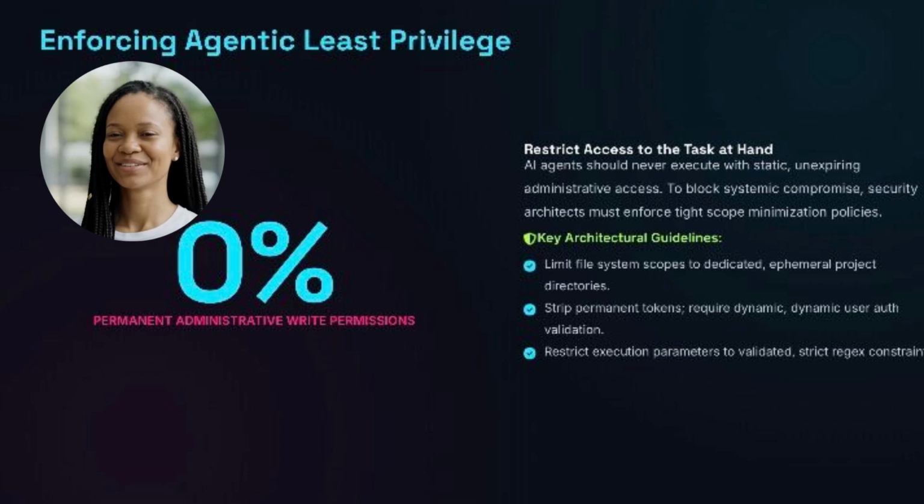Scoped file systems. Limit file access strictly to ephemeral, sandboxed, task-specific directories. Prevent the agent from scanning root directories or parent folders. Dynamic tokens. Eliminate permanent API keys. Require dynamic user-validated tokens that expire immediately upon task completion. Input validation. Restrict tool parameters to locked-down formats and strict regular expressions. Never allow the LLM to pass raw, unsanitized strings directly to a command line or database query.